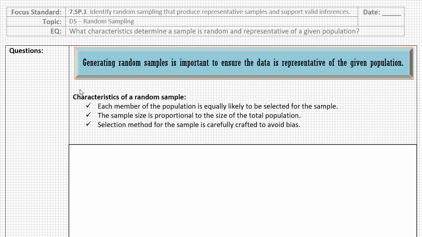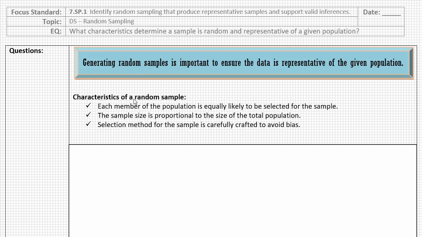It's important to understand why random samples are important. Generating a random sample is important to ensure that the data is representative of the given population. We're going to be using the random sample to make inferences or conclusions about the entire population. So it's important that the subset of the group that we select is a valid representation of the larger population.